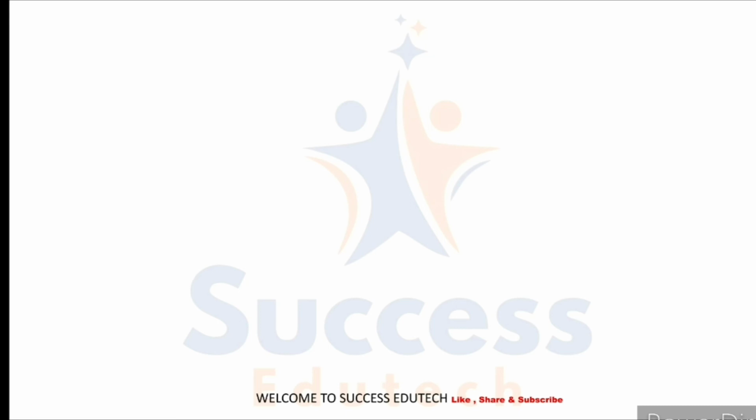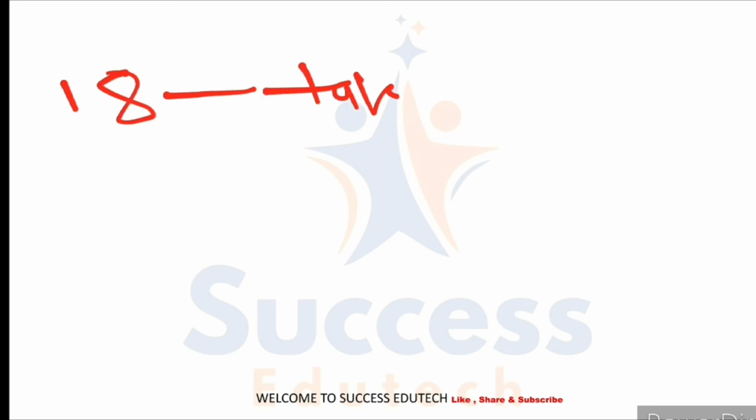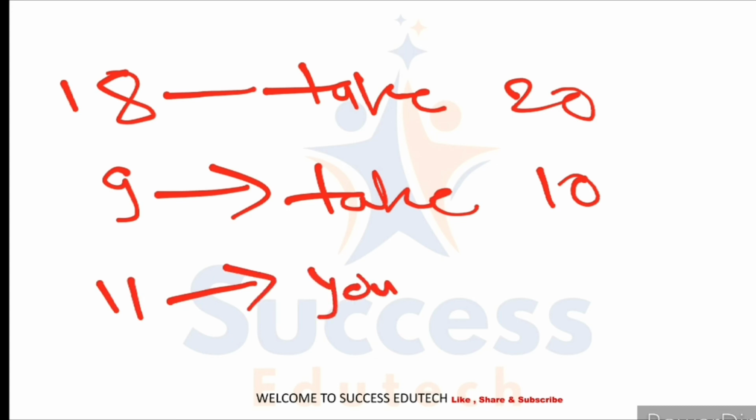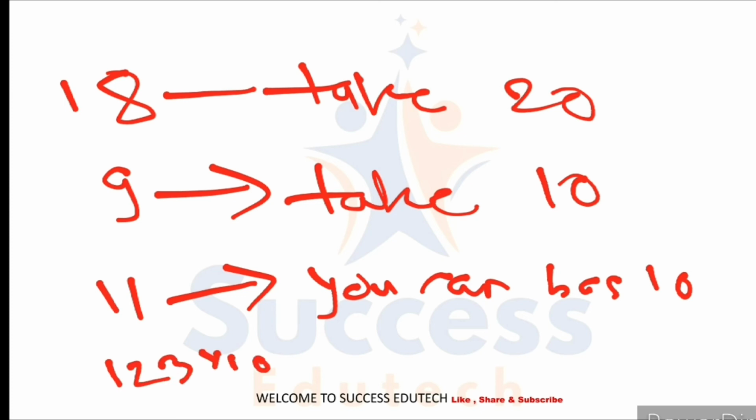The basic of this: if I multiply by 18, I take a base 20 here. If I multiply by 9, then take a base 10 here. If I multiply by 11, again you can say that the base is 10. First I multiply this particular number by 10 and add 1 times again. This is a base.